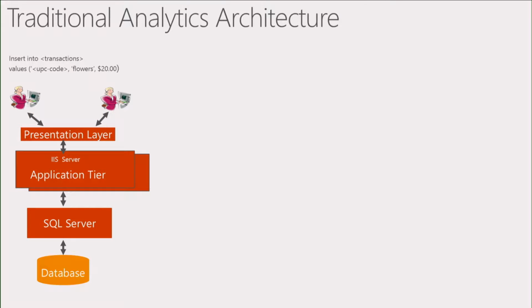So this is all about analytics, right? We're going to talk about what the traditional analytics architecture is. You have a system that's generating operational data. In this case, it's an order system. Someone is tracking sales of flowers. They're just inserting into the transactions: UPC code, flowers, $20 worth of flowers. Obviously, in real life, there would be a lot more data that went with that, but for this example, we're tracking sales of flowers. It goes through the presentation layer, and it gets kept in your operational database.